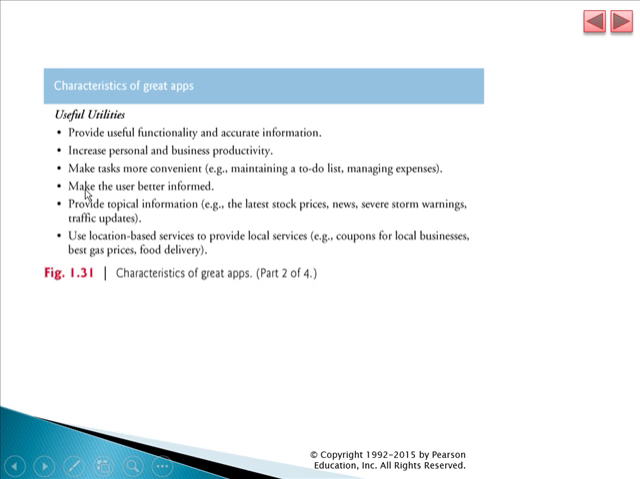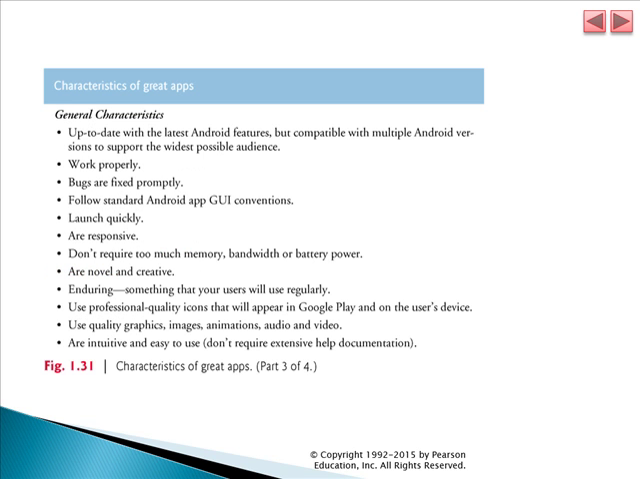Make the user better informed. Give them something they didn't previously have, or show it to them in a way that's different from the way they had been looking at it. General characteristics, the only one that I said here, are novel and creative.